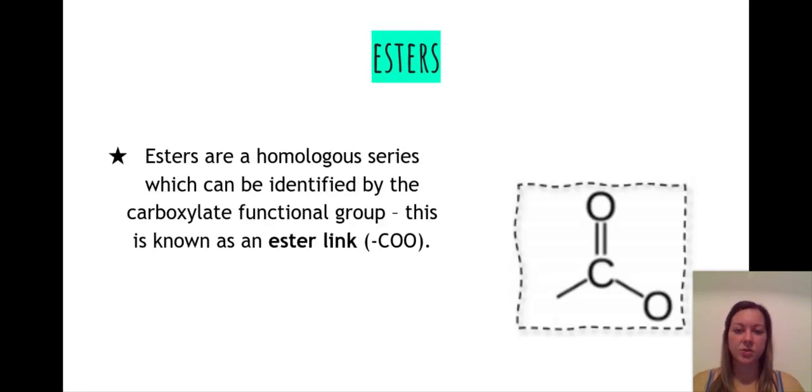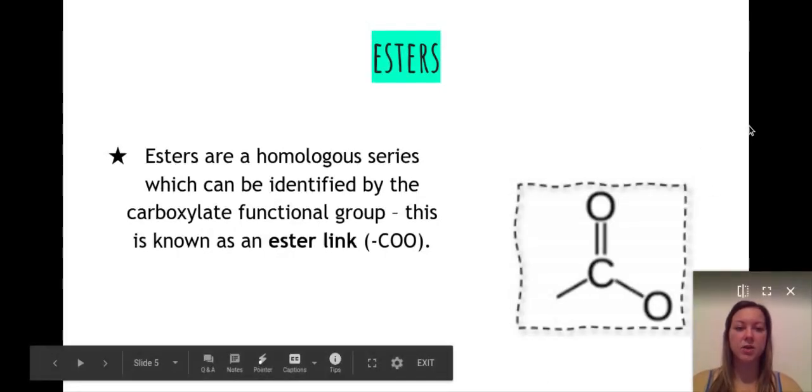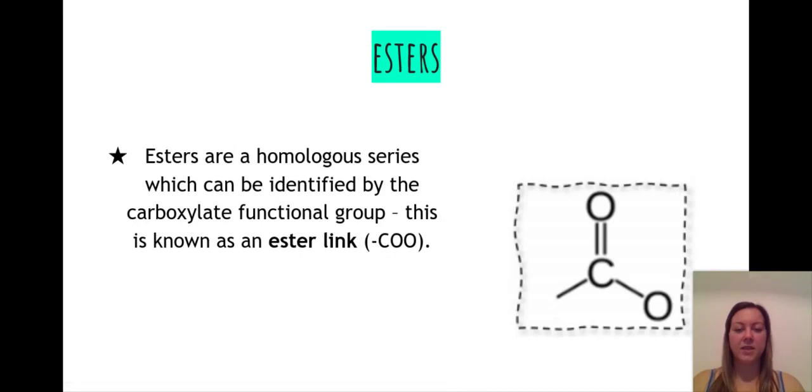So, esters are a new family. They are a homologous series, and these can be identified by the carboxylate functional group, which is just shown in your notes and in this diagram here. It is COO. That's also known as an ester link. So when you see it in the middle of an ester molecule, then that is the ester link. You are often asked to circle these in exam papers, past paper questions and things. So I'll show you how to do that as well.